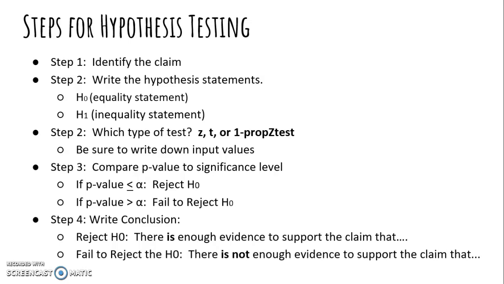Okay, so these are the steps. You want to write those down so that you have those in front of you. I will be looking for the hypothesis statements, the type of test along with the input values you're putting in. I'm going to look for the p-value and whether you reject or fail to reject the null, and then I'm going to look at your conclusion. All of those are parts of the hypothesis test that you need to make sure that you have.